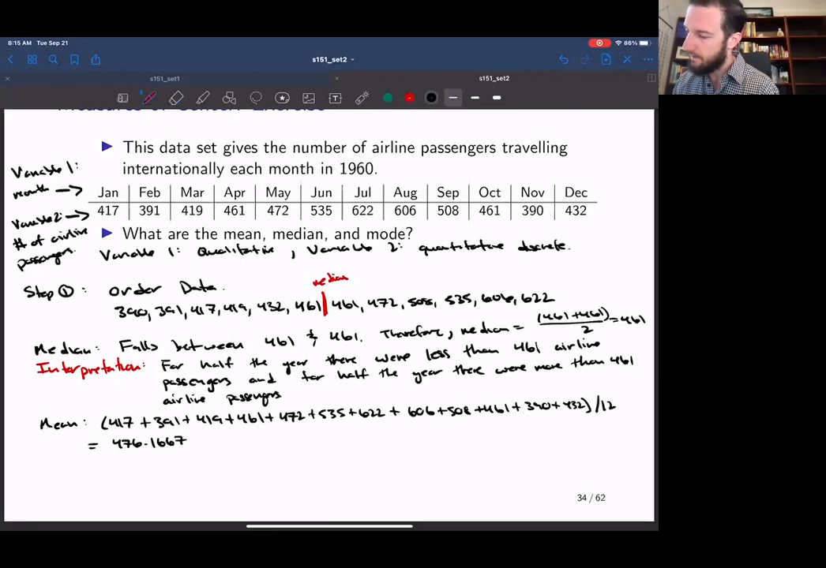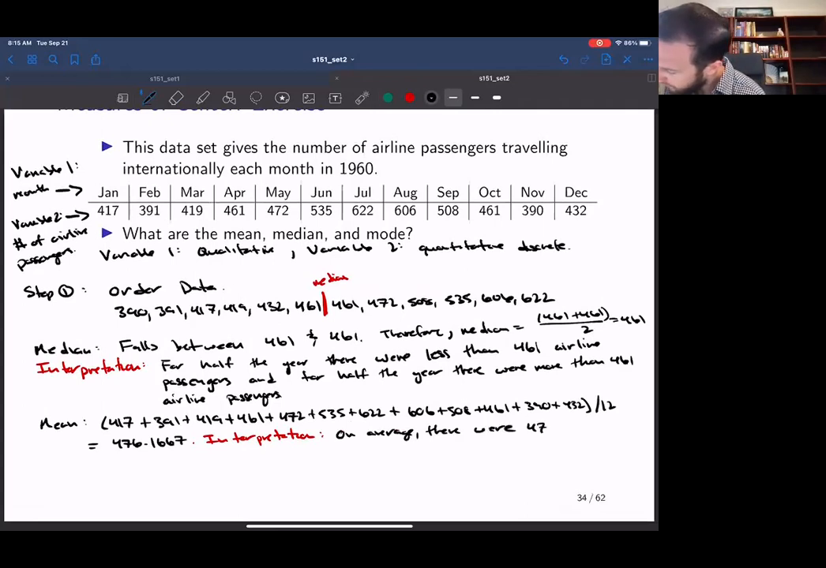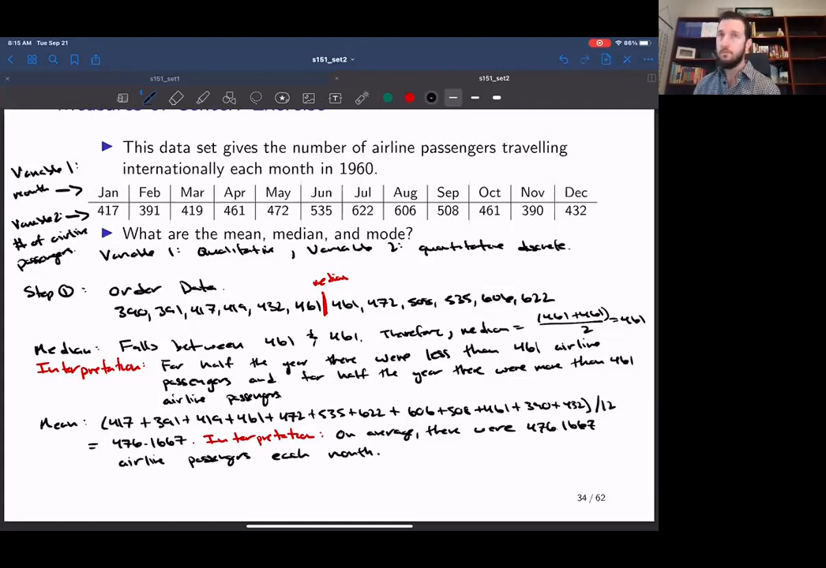Okay. And then in this case, we can say something to the effect of, on average, there were 476.1667 airline passengers each month. Okay.